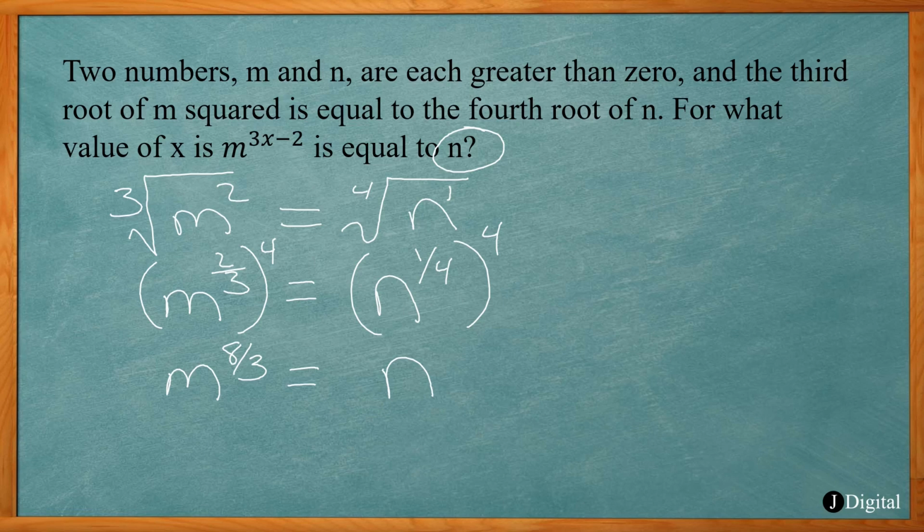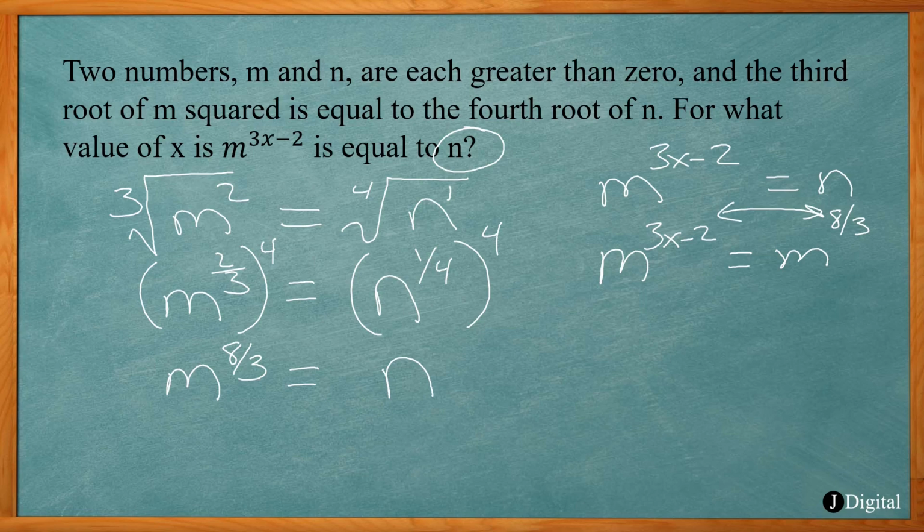Okay, so from there, we want n is equal to m to the 3x minus 2 power. What value of x will make that true? So we know that m to the 8/3 power is equal to n. So you basically have m to the 3x minus 2 power equal to m to the 8/3 power. If these are equal, that means the exponents are equal. So just set those equal to each other: 3x minus 2 equals 8/3.